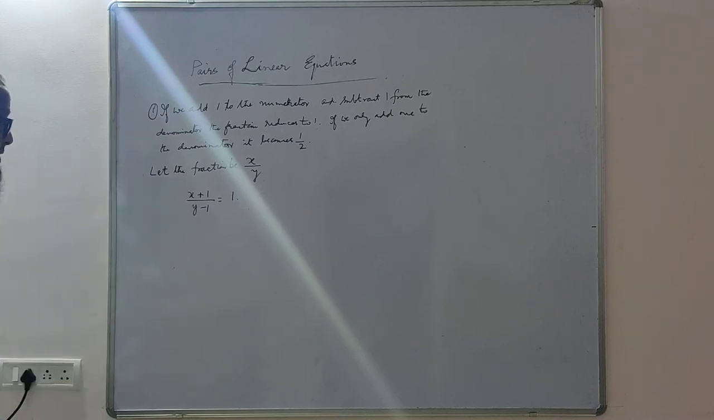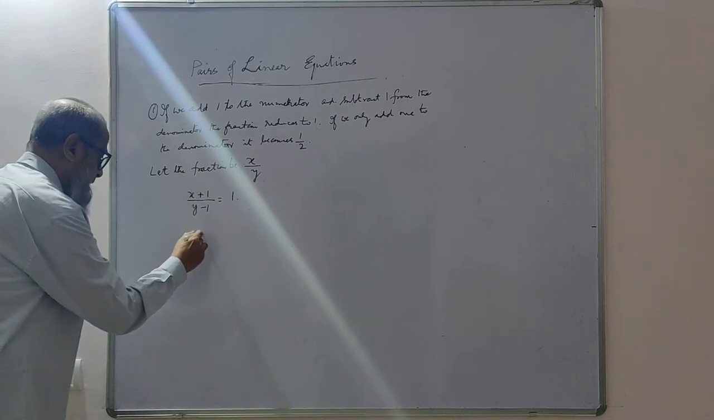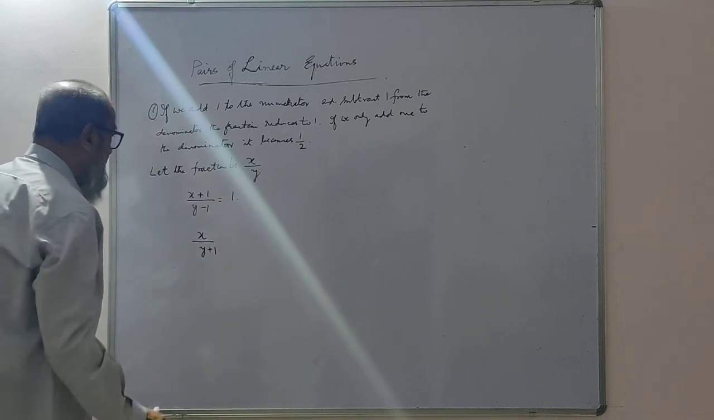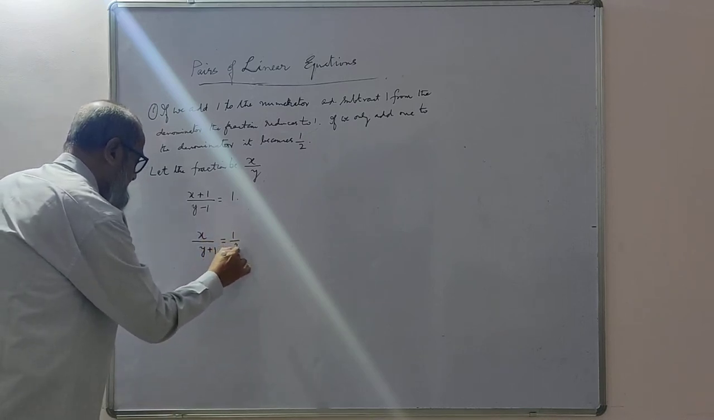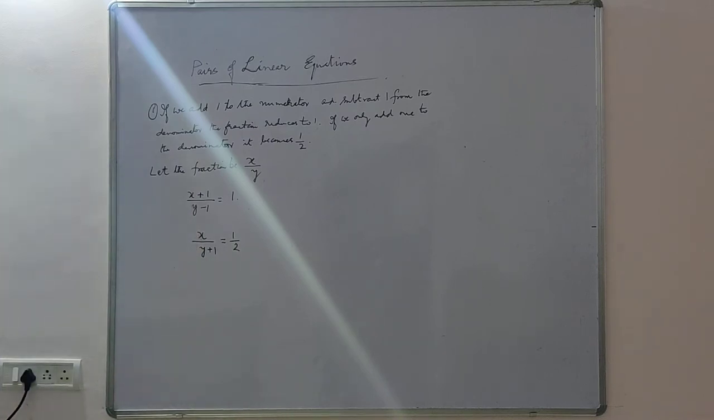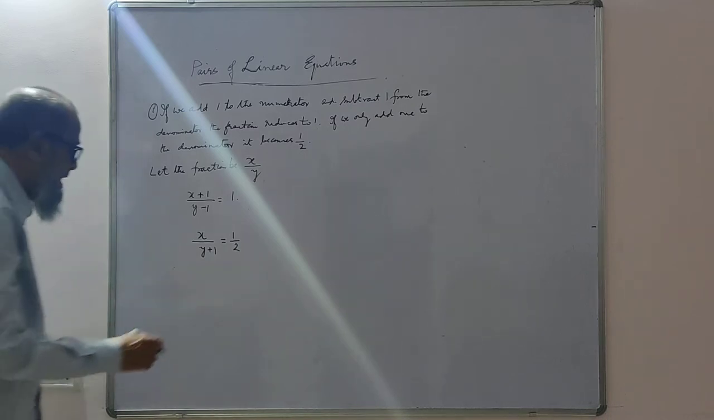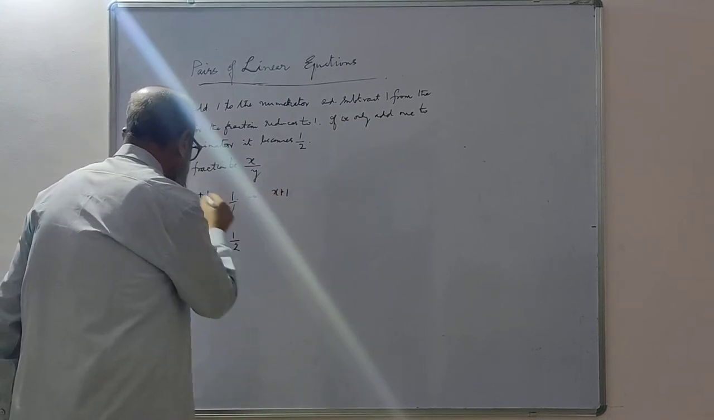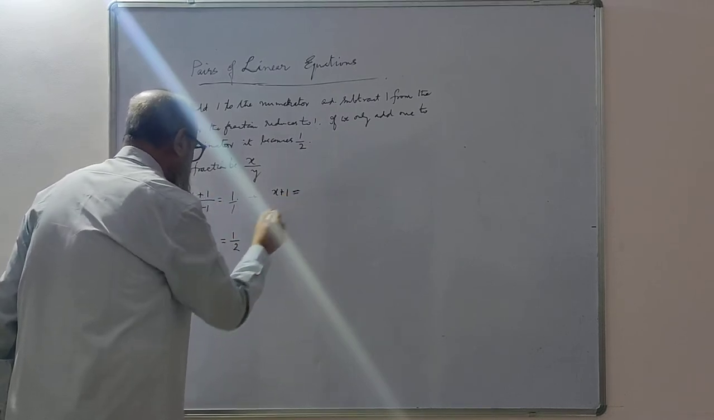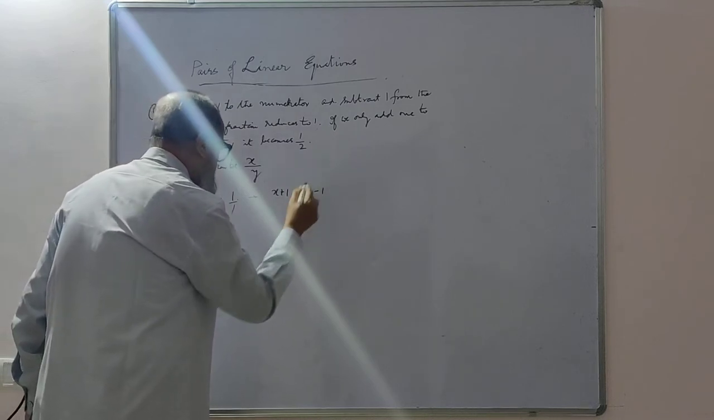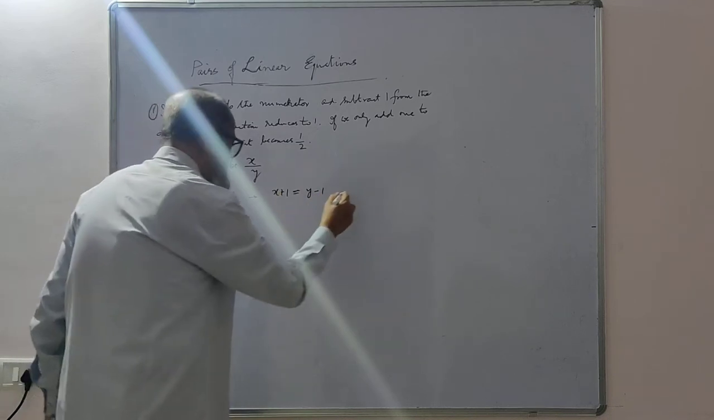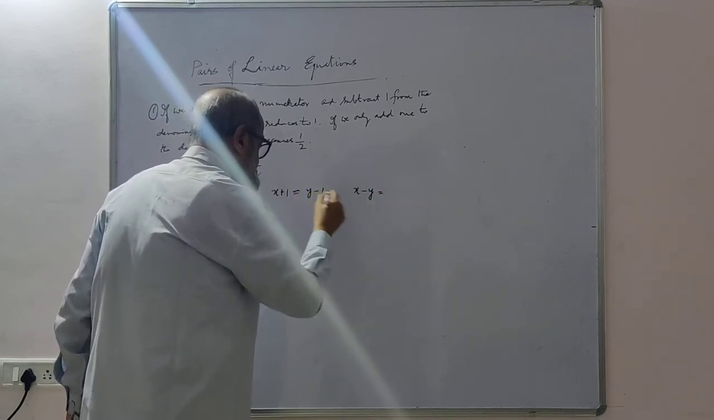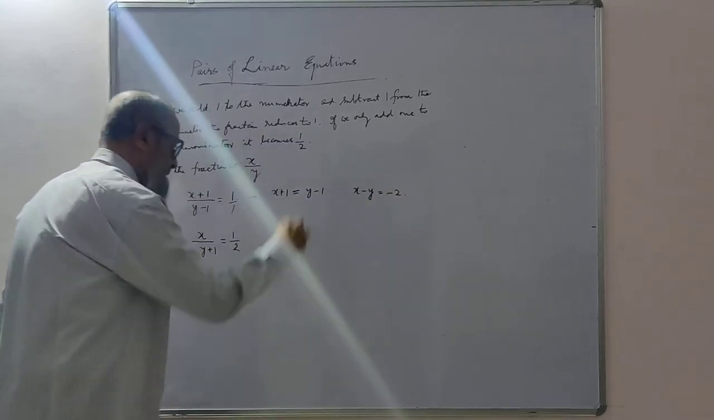The second equation is, if we only add 1 to the denominator, that is, we don't change the numerator, it will be x only. If we add 1 to the denominator, the value of the fraction becomes half. Now, this is another equation. They are not in the standard form, we have to bring them to the standard form. This first equation I can change as, cross multiplying, x plus 1 is equal to y minus 1. Now if you send it this side, x minus y is equal to minus 1, and this plus 1, if I send that side, it becomes minus 2. That is one equation.